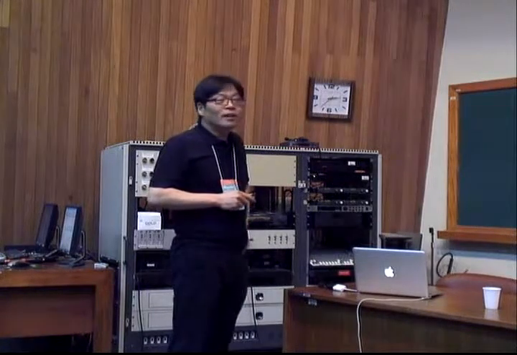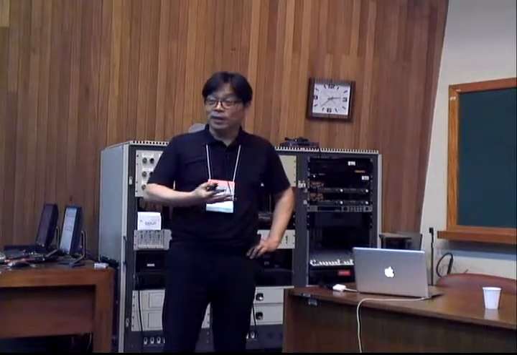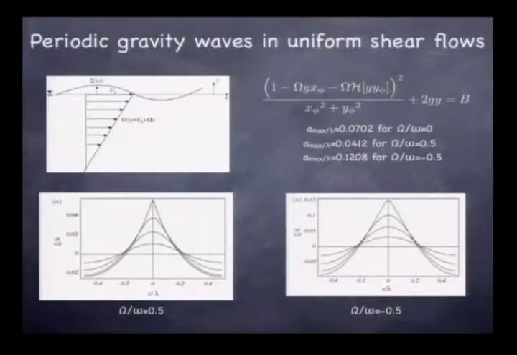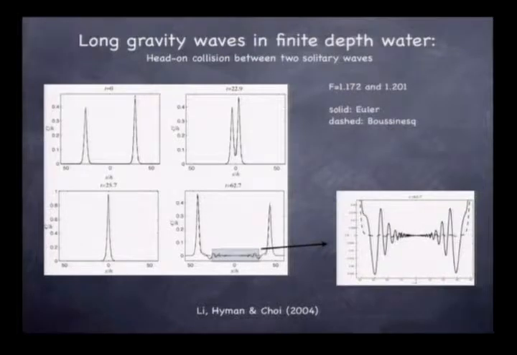This is a really hard problem. What's going to happen to 3D perturbations? For the small amplitude case, we can do what Chen and Saffman did, the Fourier series. But for large amplitude cases with the bubble, it's not easy to do. And I don't have an answer to this question yet. We played with the hodograph transformation to solve different problems, like gravity waves in uniform shear flows, and so on. I just skipped that.